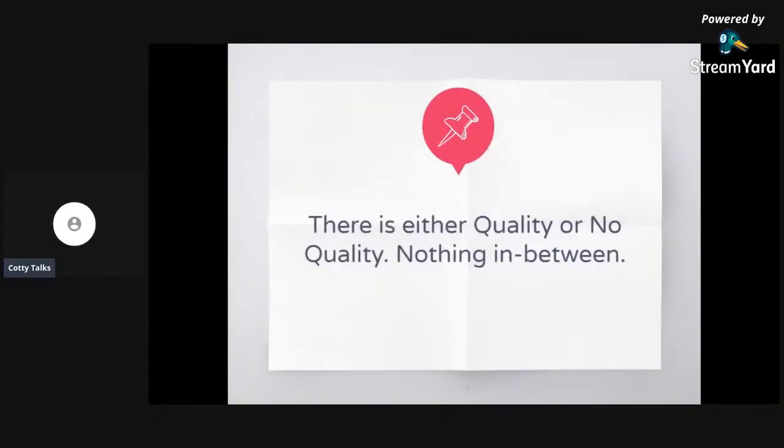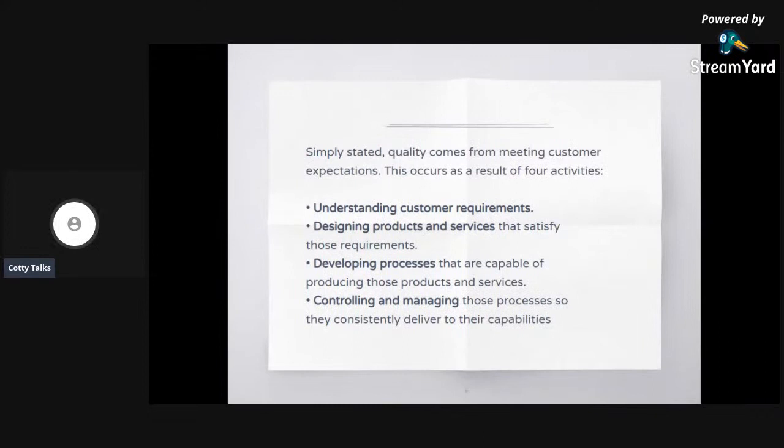So, from the very first question I asked, about a product that does not meet expected quality, what do we call it? There's actually nothing like low quality or high quality. From this definition, simply stated, quality comes from meeting the customer's expectation. Does it meet your expectation? Yes, then it is quality. Does it not meet your expectation? Then it's no quality.